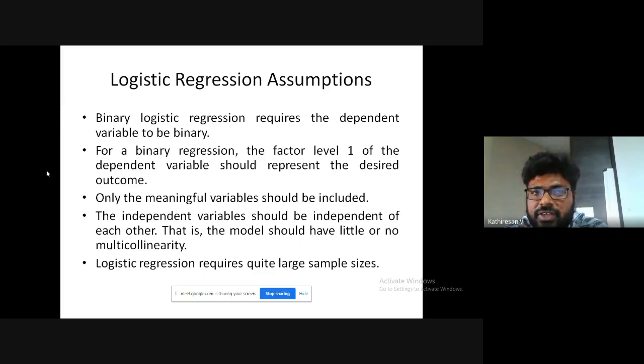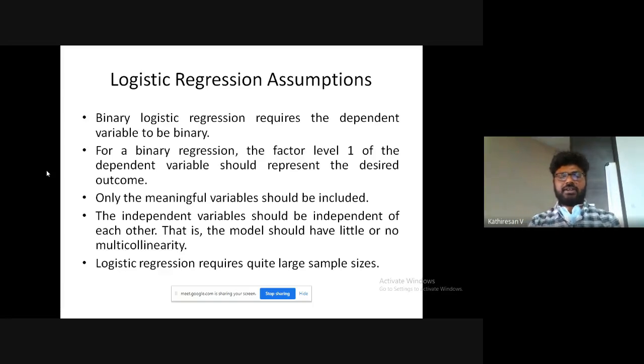The dependent variable or response variable should be binary, like insurance or no insurance, safe or not safe, spam or not spam. For a binary regression, the factor level 1 of the dependent variable should represent the desired outcome. One is always the desired outcome. Only meaningful variables should be included. It is there everywhere in regression.